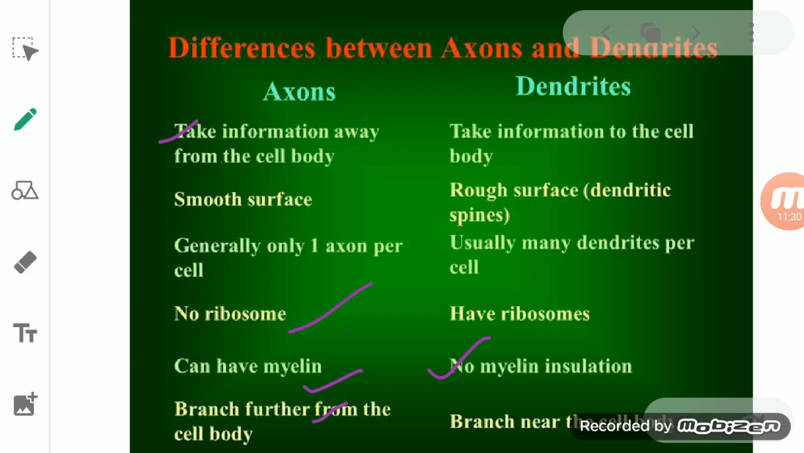But in the case of a dendrite, students, you know that a dendrite is a short process which comes out from the cell body and finally it branches. So the dendrites branch, but that branching occurs near the cyton, near the cell body. Here the branching is farther from the cell body, here the branching is near the cell body. So these are the differences between the axon and the dendrites.